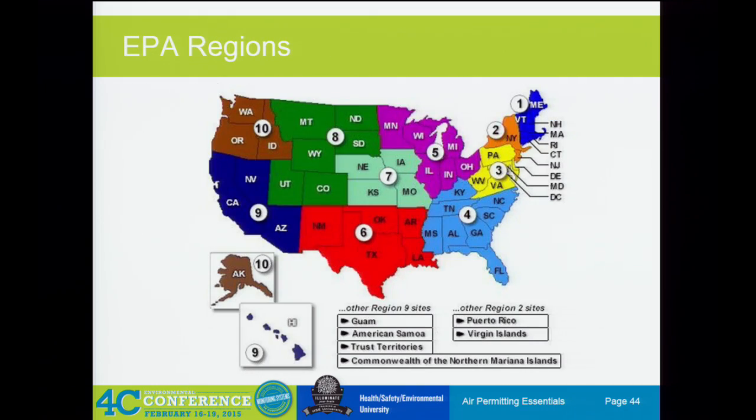Another reference slide here. This is just the EPA regions. So depending on where you're located in the country, you have your own EPA region that you report to. So here we report to Dallas. We're Region 6 here in Texas.